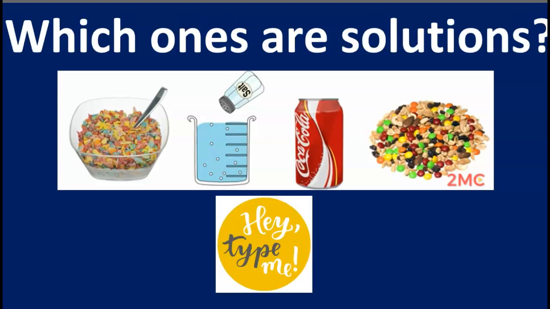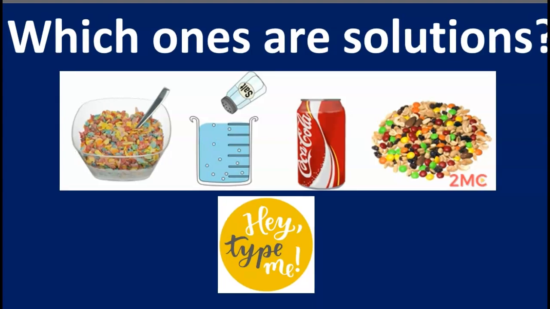All right, which one of these though are considered solutions? Pause the video, think about that, and when you're ready, go ahead and hit the button to play. All right, hopefully you said salt water and Coke are solutions because they're so evenly mixed that it seems like they are chemically bonded, those pieces, but they are not. We can actually separate out the salt in the water and the sugar in the Coke. We could do that if we wanted.